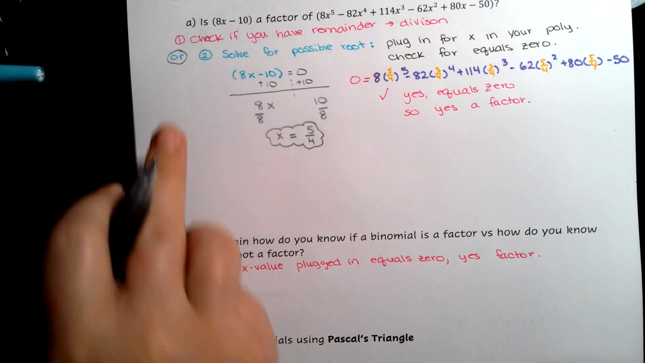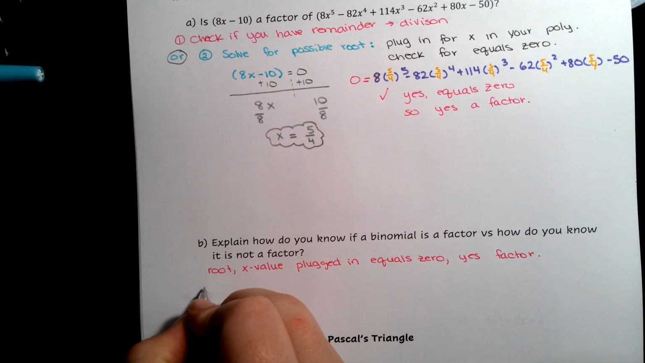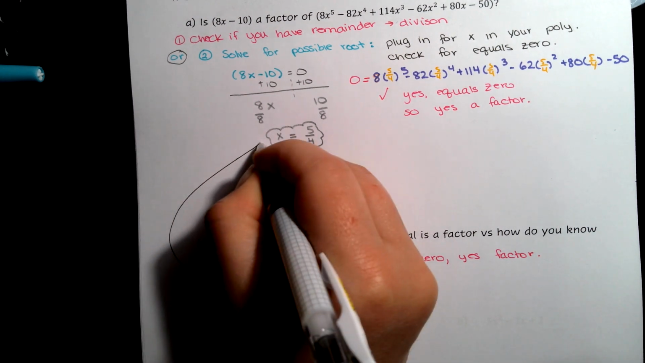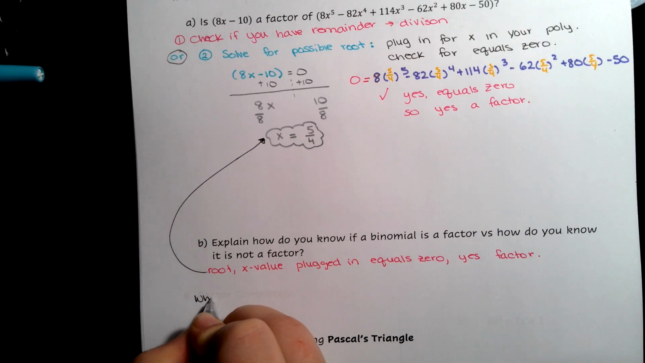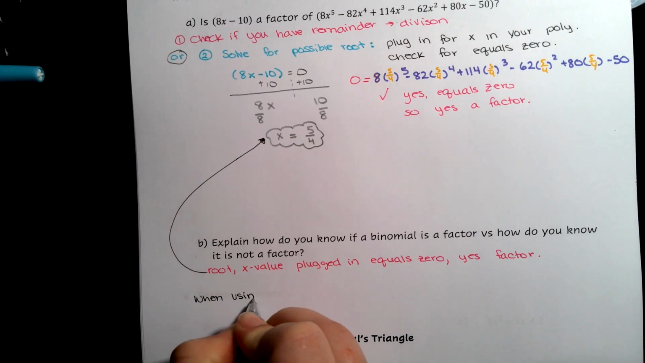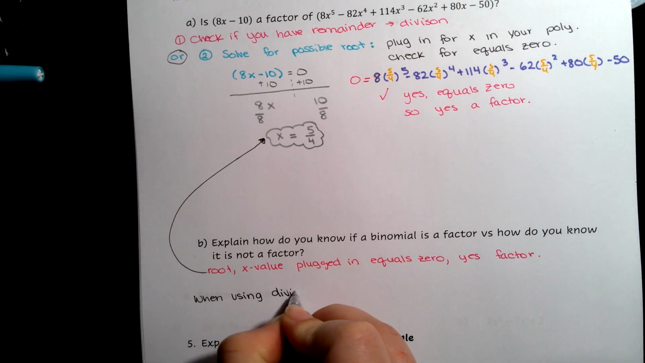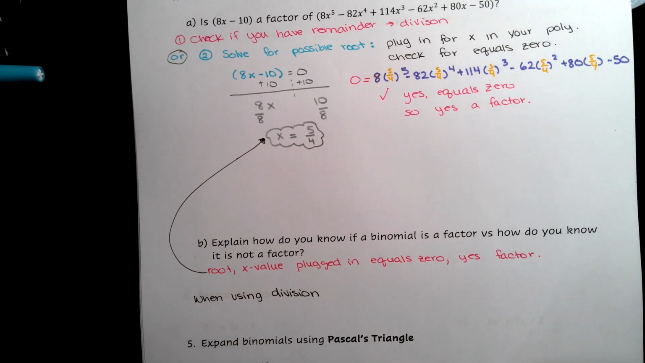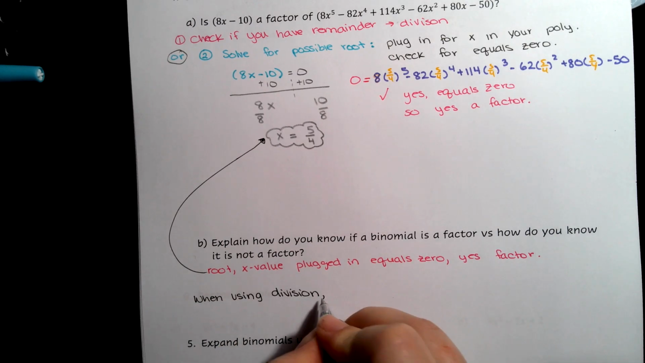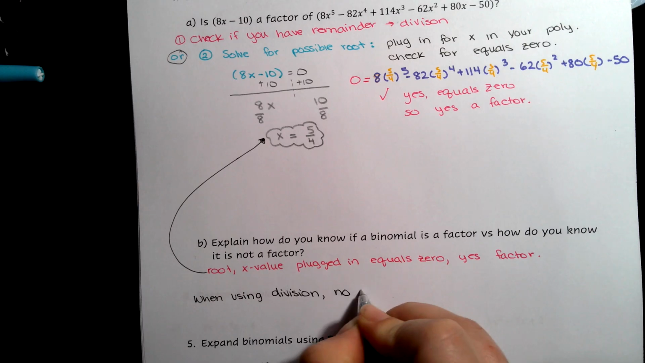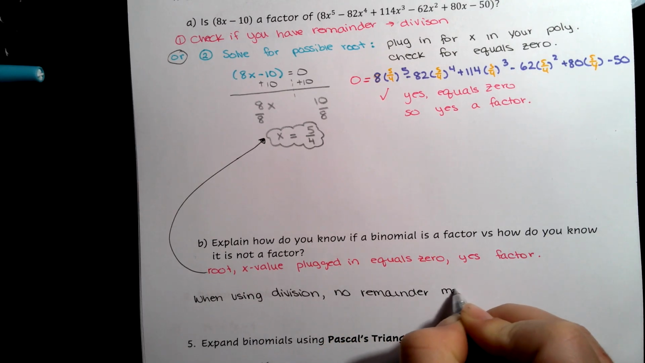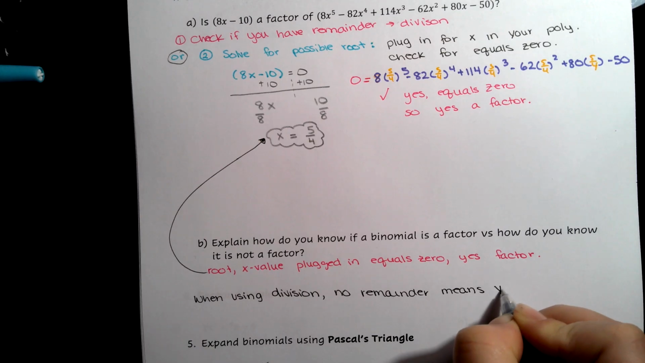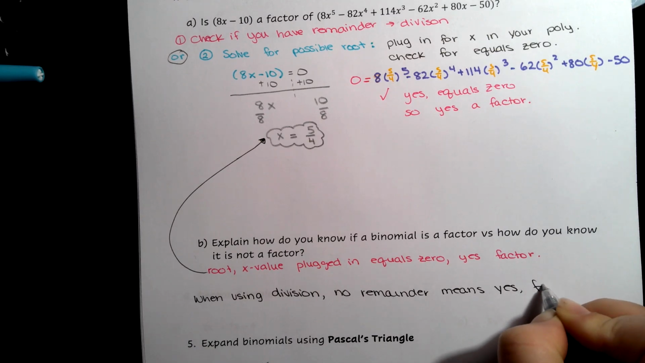Then the other way, the first way, so I'm going to draw an arrow here. This is what we did. Now, if you use division, this could be with long division or synthetic division. No remainder means yes, factor.